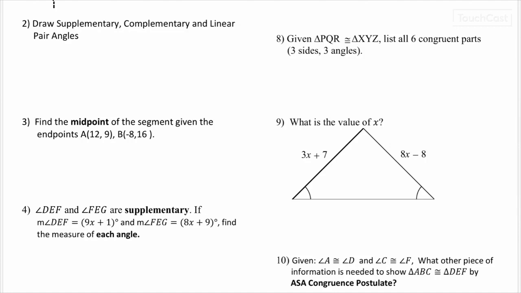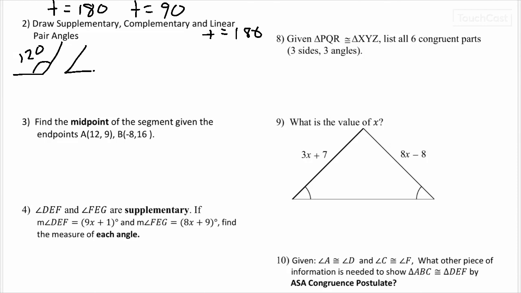Remember, supplementary angles add to equal 180. Complementary add to equal 90. Linear pairs the same as 180. Add equal 180. So classic supplementary will make this 120. Then the other one would be 60. So they would add up to be 180. And then complementary is easy.